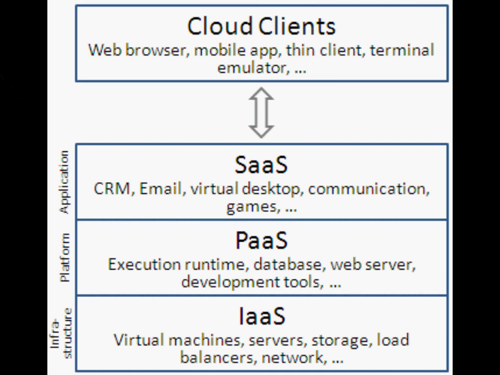Here's a picture of the internet. This shows you the different layers of the cloud. The bottom layer is the infrastructure. That's where all the hardware is. And the middle layer is your platform. This is where a lot of development and building happens. And finally, at the top is your application layer. This is what most users are familiar with.